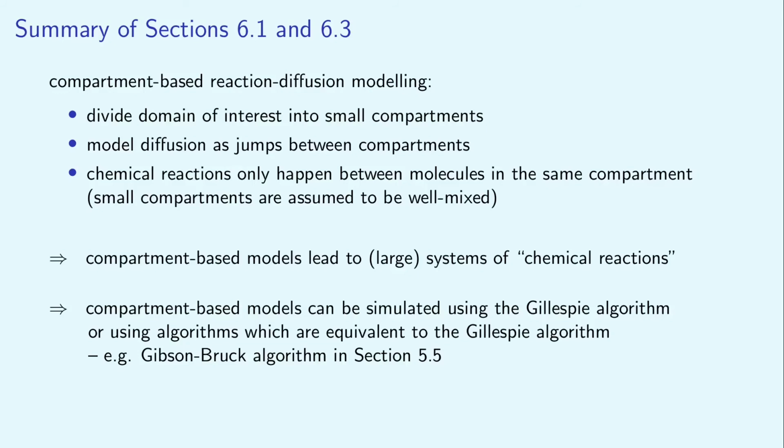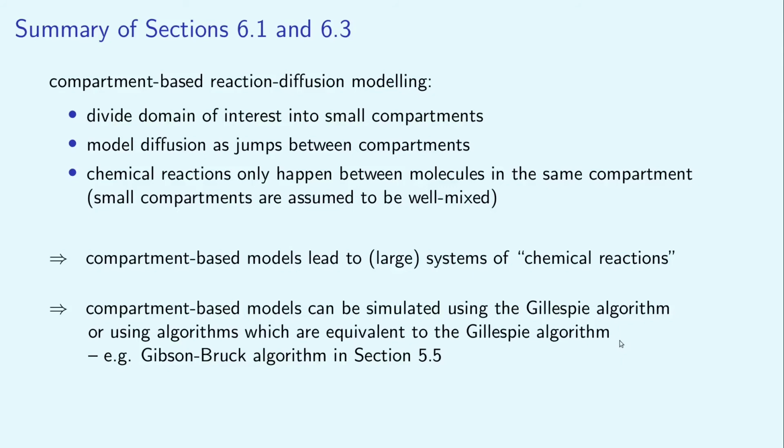So, to summarize sections 6.1 and 6.3, we have showed that compartment-based reaction diffusion modeling can be implemented by dividing the domain of interest into small compartments and modeling diffusion as jumps between neighboring compartments, as we did in Chapter 4. We then assume that chemical reactions can only happen between molecules in the same compartment. Small compartments are assumed to be well mixed, and we write a compartment-based model as a large system of chemical reactions. So we can use the Gillespie algorithm or its equivalent formulations to simulate the reaction diffusion systems.